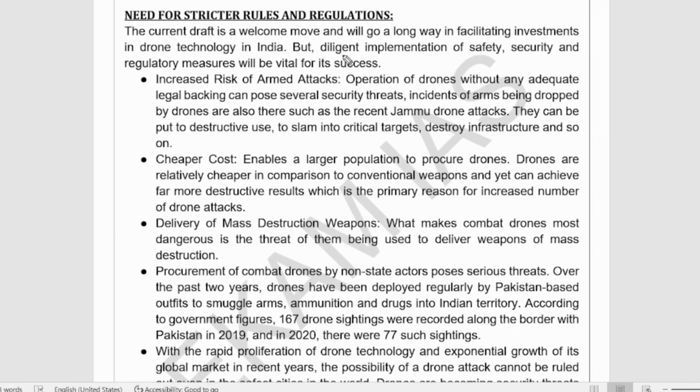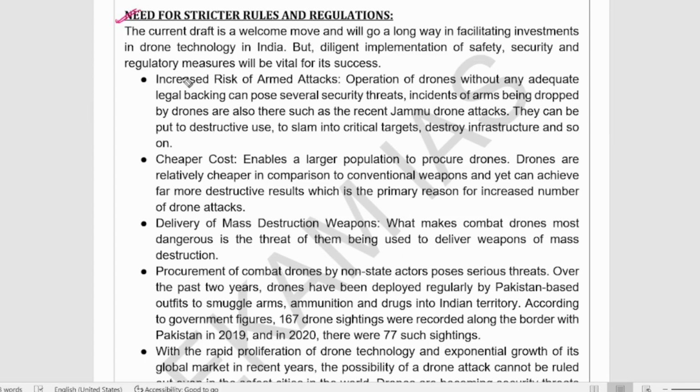The liberalization of the drone rules to facilitate investments in drone technology in India is a welcome move, keeping in view the growth the drone sector is going to have in the upcoming years. But it is very important that appropriate safety, security and regulatory measures be diligently implemented for its success, because if stricter rules and regulations are not implemented, the new liberalized rules can itself pose a security threat to our nation. Therefore, it is very necessary that we have stricter rules and regulations.